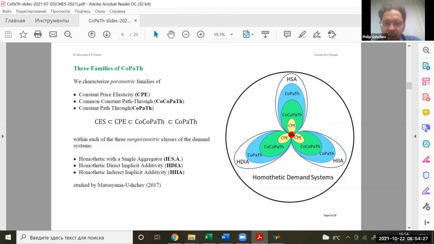So one class is homothetic with a single aggregator. The other class is homothetic directly implicitly additive, HDIA, which is basically an extension of Kimball's flexible aggregator. And the third one is the dual version of HDIA, homothetic indirectly implicitly additive.